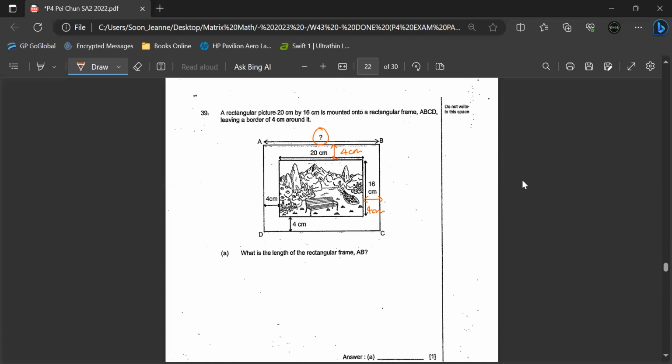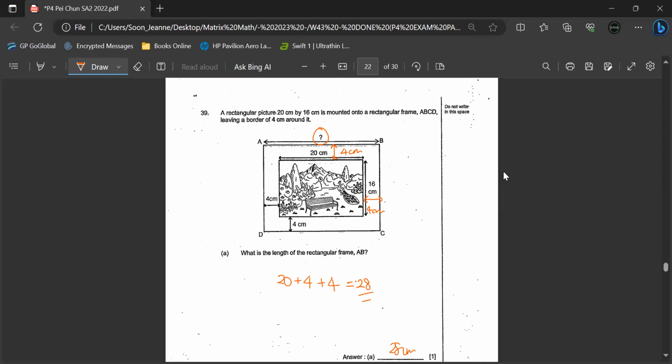So very simple. You can see that the length of the picture is 20 cm. So you want to find the length of the frame, which is definitely bigger, because it's a bigger rectangle. The picture is inside, so that means the picture will actually be smaller. So you can see that on the left is 4 cm and the right is 4 cm. So the length of AB will be 20 add in the left side of the gap and the border, and the right side of the border, to get the whole length of the frame. It would be 28 cm.